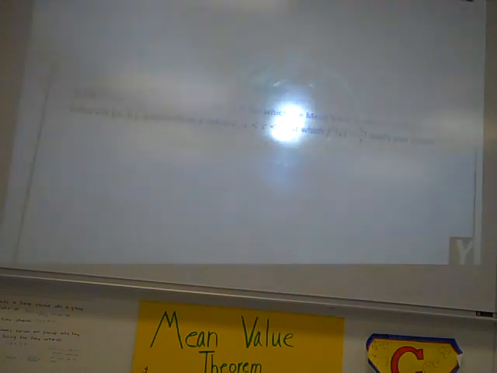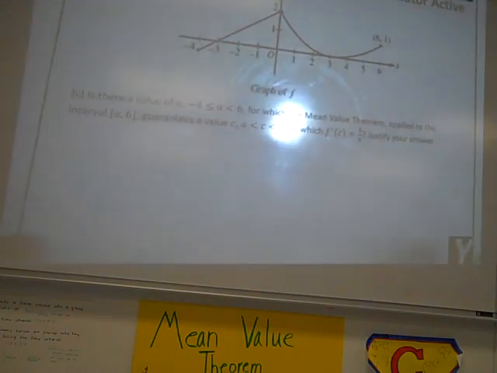Part C. Is there a value of a? Is there one? On that interval for which the mean value theorem applied to the interval a, 6 guarantees a value of c with a less than c less than 6, and for which f prime of c is equal to 1/3. Justify your answer. This one is tricky.